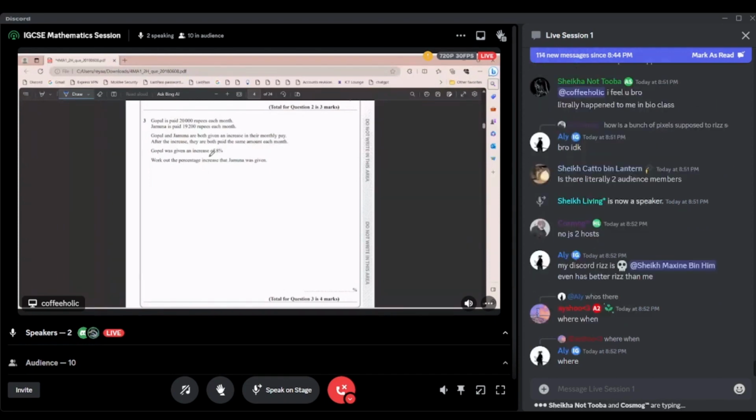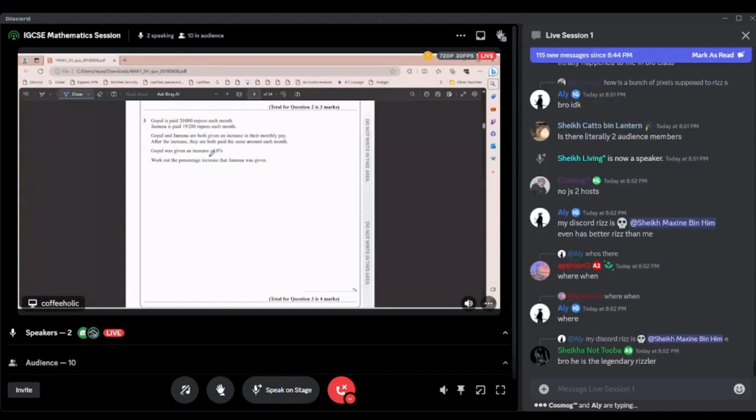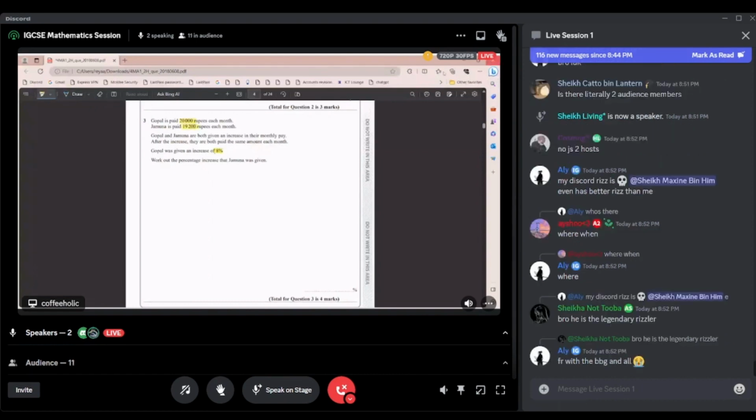Okay, so for this question, Gopal is paid 20,000 rupees each month. Jamuna is paid 19,000 rupees each month. They're both given an increase in their monthly pay. After the increase, they're both paid the same amount each month. Gopal is given an increase of 8%. Work out the percentage increase that Jamuna was given.